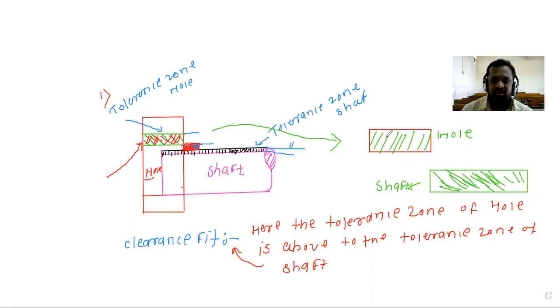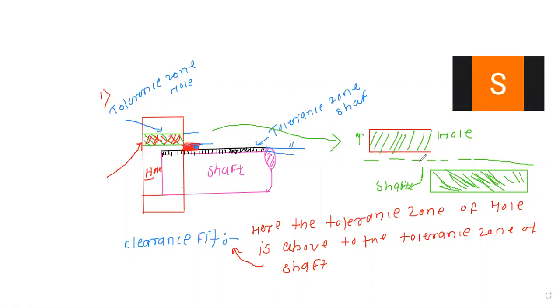So this is the tolerance for the hole. Now see here, you can easily understand. The tolerance zone of the hole is above, and the tolerance zone of the shaft is below that hole. Now see, this is called the clearance fit. So understood? Okay, can you tell me any example of the clearance fit?